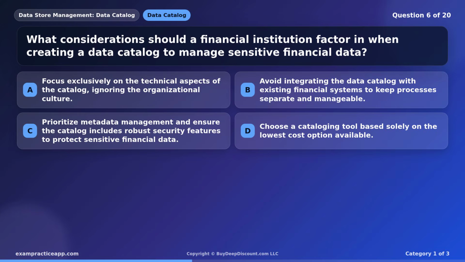Option D. Choose a cataloging tool based solely on the lowest cost option available. Take a moment to choose your answer. The correct answer is option C. Prioritize metadata management and ensure the catalog includes robust security features to protect sensitive financial data.